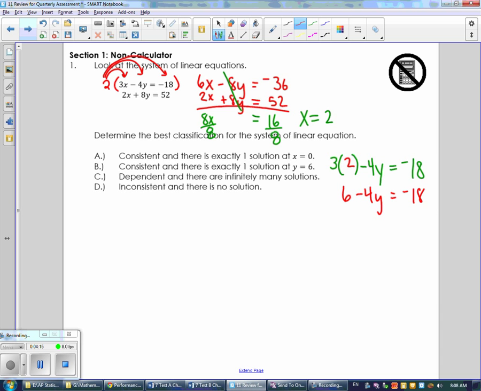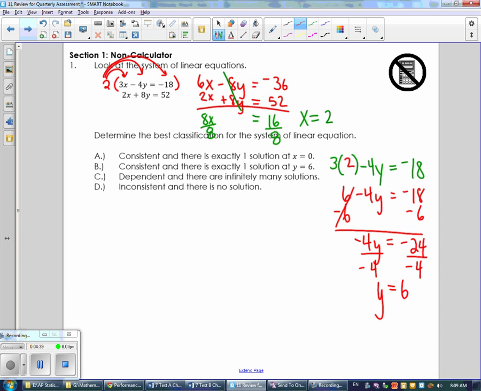I need to move the 6 to the other side. Even though this is a subtraction problem, remember the 6 is positive. So in order to move it to the other side, I need to combine it with a negative 6. Now my 6's cancel, but I still have a negative 4y, and that's now going to be equal to negative 24. And if I divide both sides by negative 4, I learn that y is equal to 6.